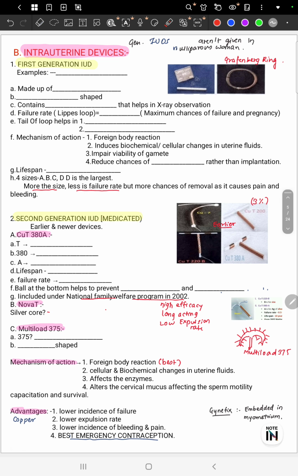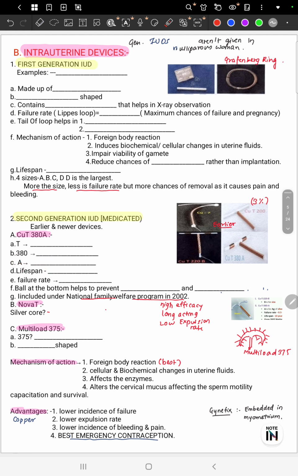Now here you can see this is a copper 7, which looks like a 7. Then there is a copper T200, then there is copper T220B and copper T380A. What does this T stand for? T is nothing but shape. 380 is nothing but the surface area of copper, the surface area of the copper that is put on it. A stands for Ag, that is silver.